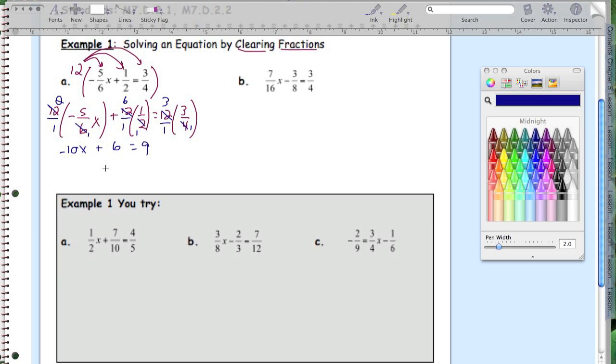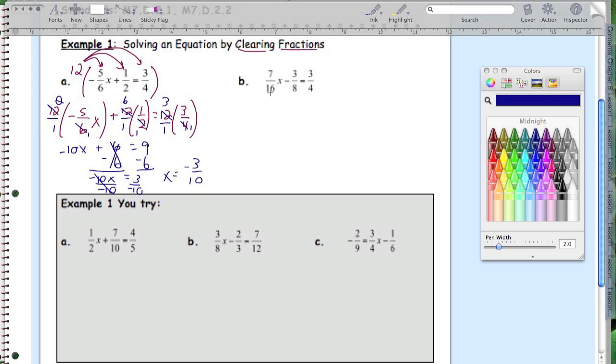I have no more fractions, and from here on out, it should be a pretty straightforward solve to find x by itself, because we've been solving equations so much. I do all of the inverse operation work, and I end up with x equal to negative 3 over 10. And that's my answer. All right, let's try letter B. Let's go through the process again.